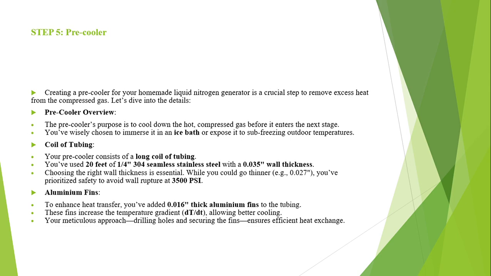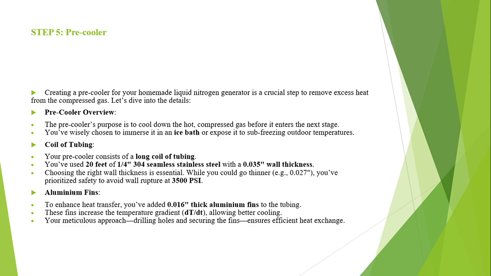Step 5 is the pre-cooler. Creating a pre-cooler for your homemade liquid nitrogen generator is a crucial step to remove excess heat from the compressed gas. Pre-cooler overview: the purpose of the pre-cooler is to cool down the hot compressed gas before it enters the next stage.